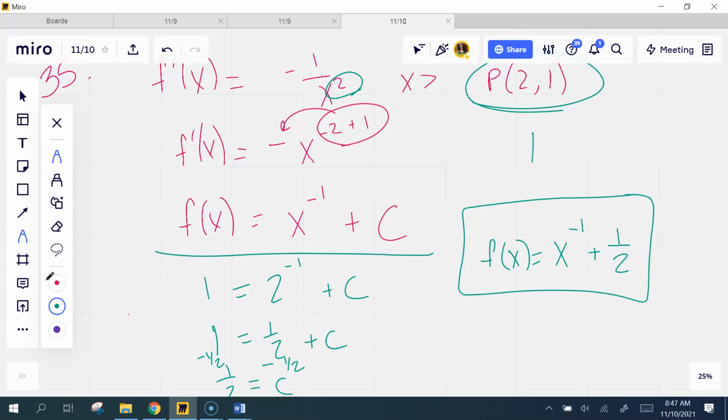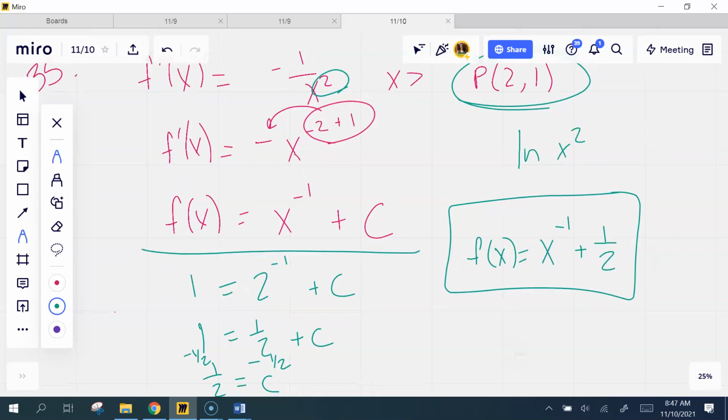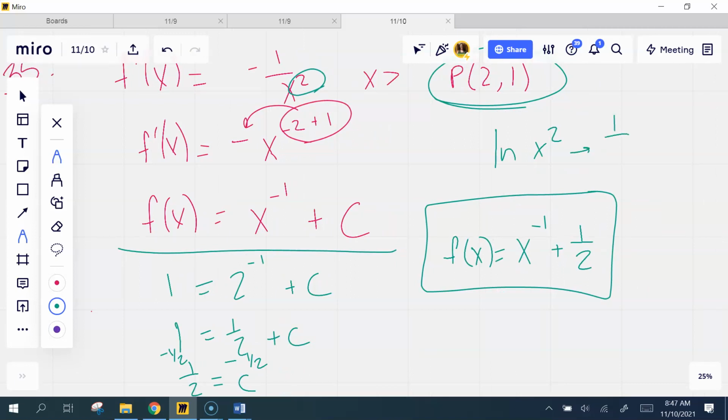So if you looked at that and went, well, I think that's natural log of x squared. Well, what's the derivative of natural log of x squared? Chain rule, right? Which is not where I started. Which would be 2x over x squared, which is, of course, 2 over x, which is not this. That make sense? Sure.